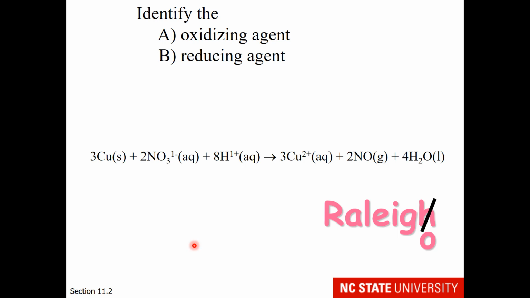We want to identify the oxidizing agent and the reducing agent. So once again, let's get our oxidation states. Copper as the element has oxidation state 0. Rule 5 says that oxygen is -2, which means the nitrogen must be +5 in order for this ion to have a -1 charge. H1+ is a monoatomic ion, so the charge is the oxidation state. Same with the copper 2+. For NO, oxygen is -2, nitrogen must be a +2, and water you have already seen as +1 and -1.